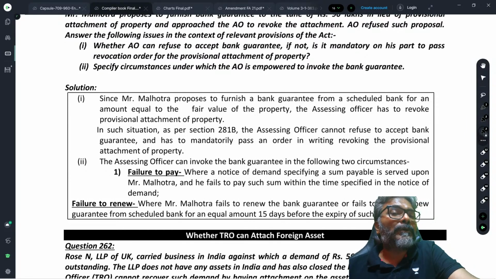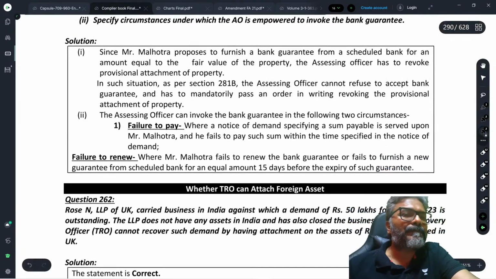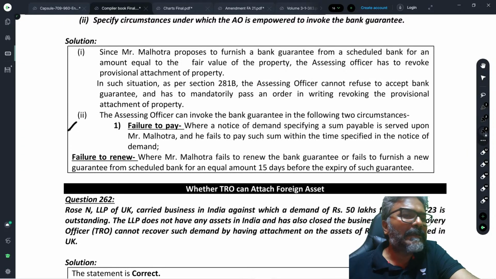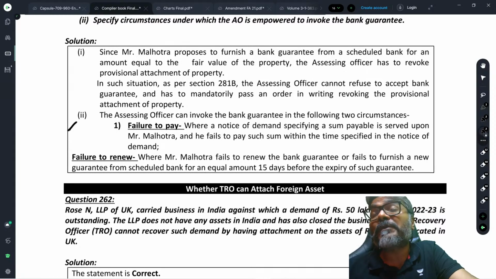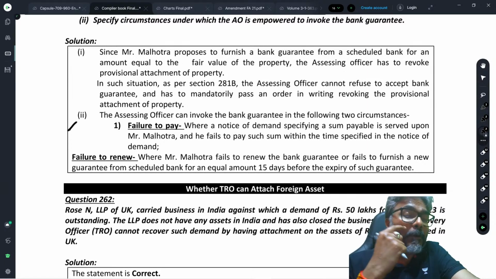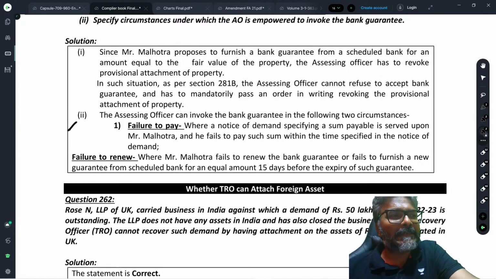Now the second question is also equally important. When the AO would invoke the bank guarantee, invoke means liquidate. So point number 2, the assessing officer can invoke the bank guarantee in the following 2 circumstances. First is failure to pay, where a notice of demand specifying the sum payable, means the reassessment which was pending, during which the provisional attachment was made of the property, that reassessment is over and the order is generated, notice of demand is served, and the assessee has failed to make the payment. In that particular case, the assessing officer can invoke the bank guarantee.